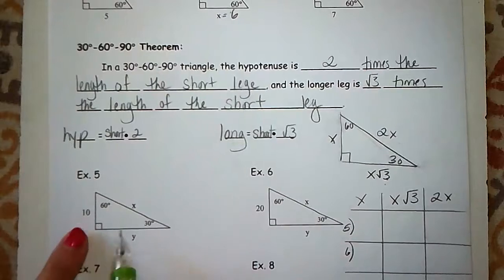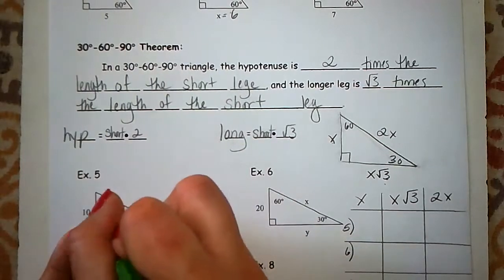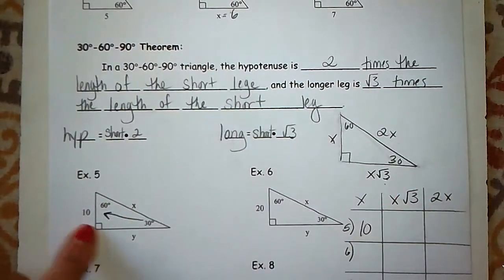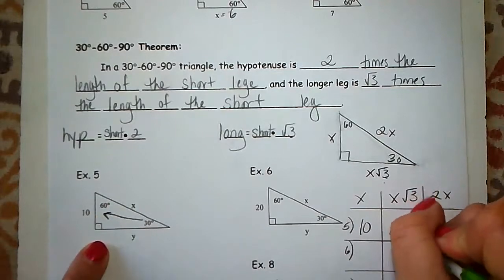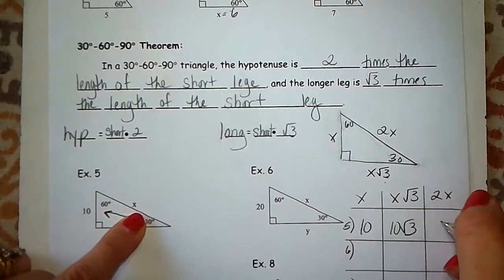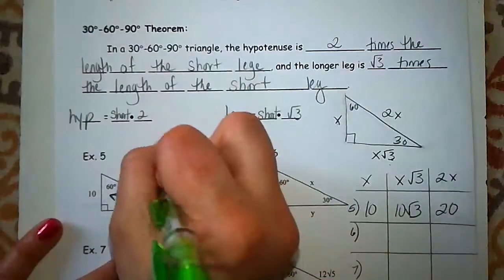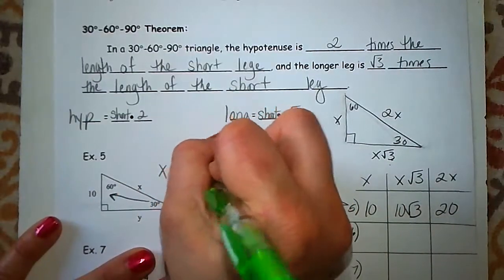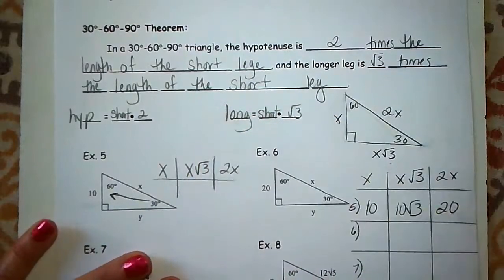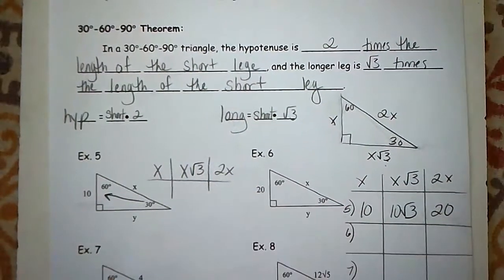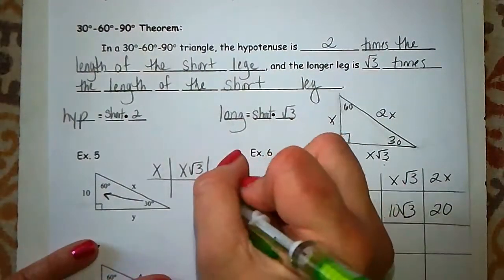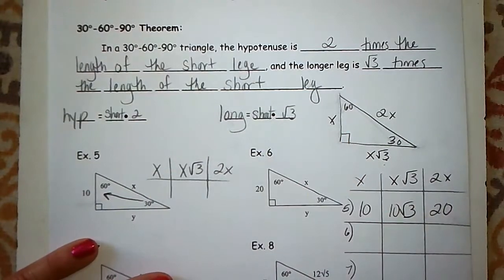All right, so take a look at the first one. What do you have? You have the short leg, so let's plug that in over here. That's 10. Long leg is going to be short leg times root 3, and the hypotenuse is going to be 2 times the short leg, which is 20. Okay, so again, these little tables can help you. This one is a little different than the last one. Again, this is going to be a scalene right triangle, so none of the sides are going to be the same. But you can set these little tables up for yourself to be able to solve the problems.